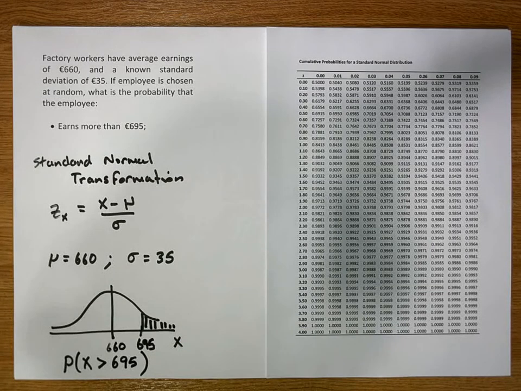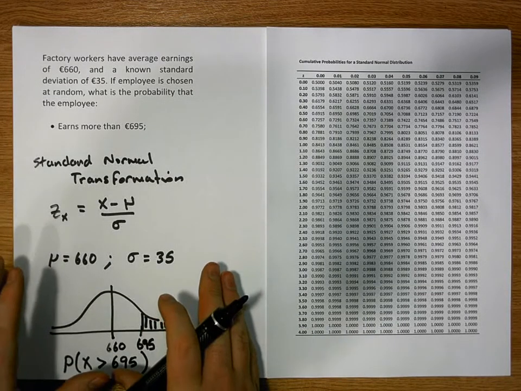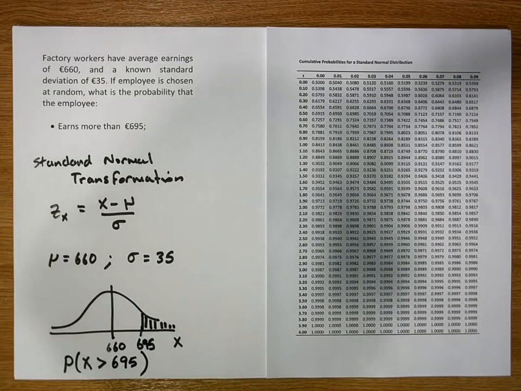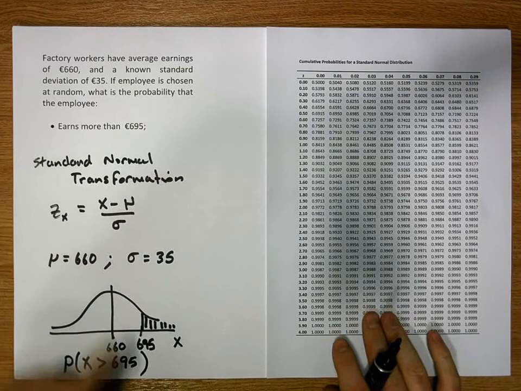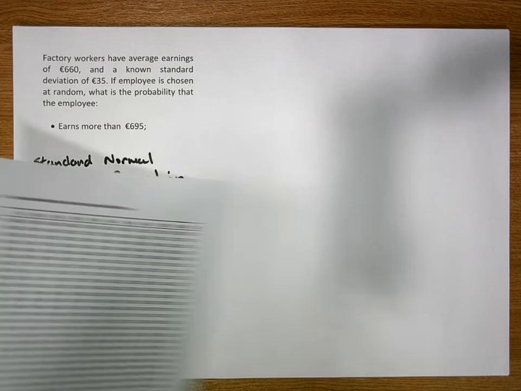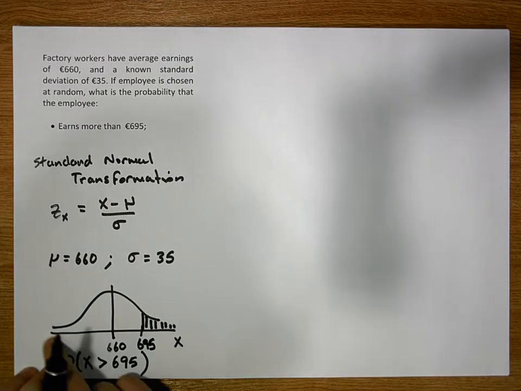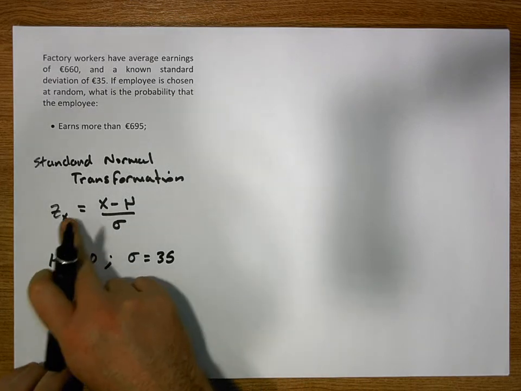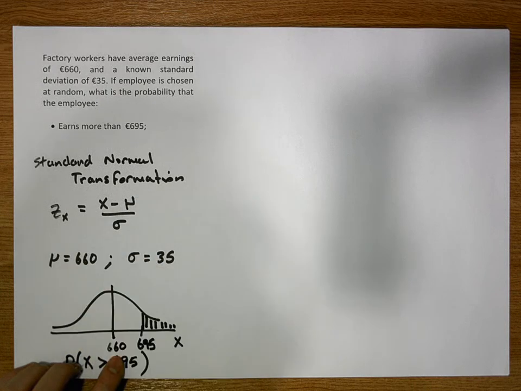We need to transform this particular scenario, or this curve, to a curve that's centered on 0 with a standard deviation of 1. The way we do that is through the standard normal transformation formula. We're going to take all of our values along our x-axis, which represents factory worker earnings, and pass these into this formula.